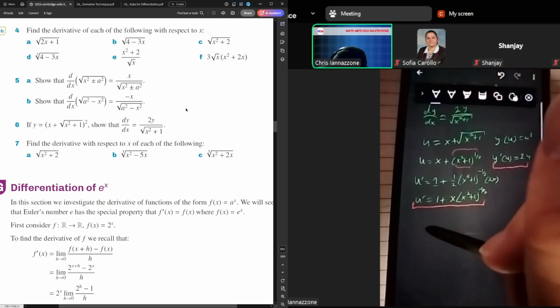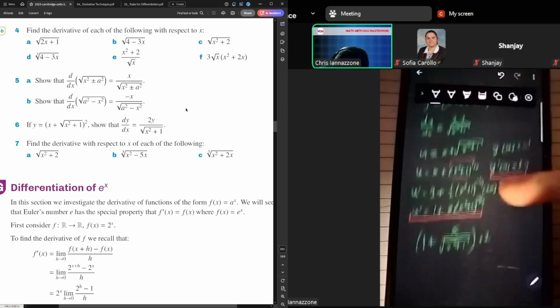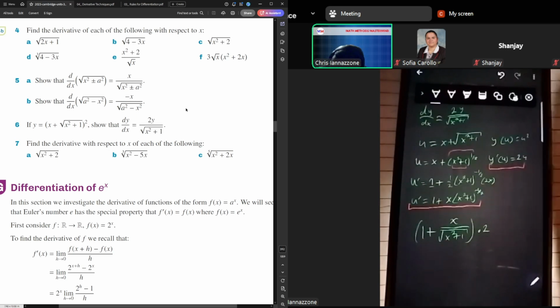So, going to have 1 plus, yeah, let's make it a fraction. So instead of having the negative index, we'd have the square root on the bottom. And then all of this needs to be multiplied by 2 times u, where u is equal to that. So 2 times x plus square root x squared plus 1.